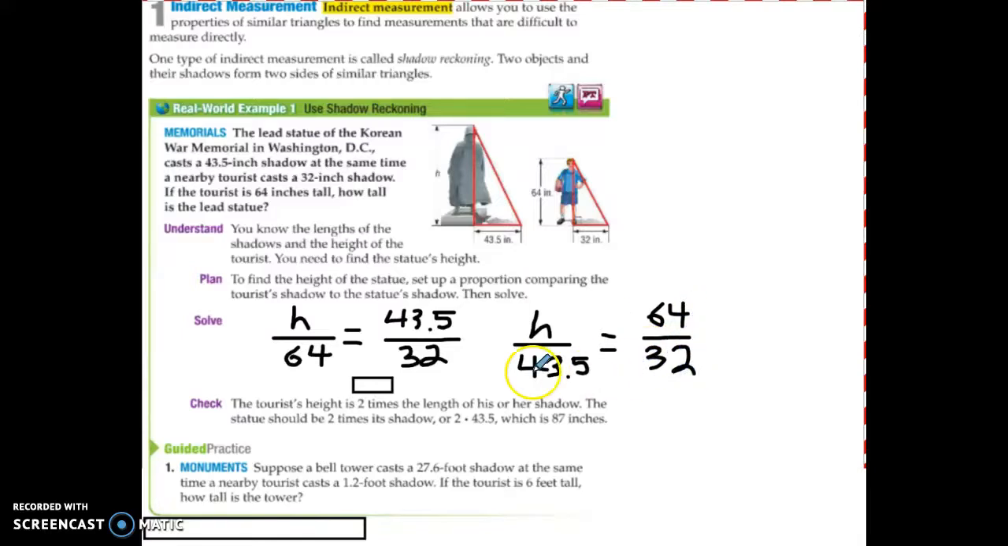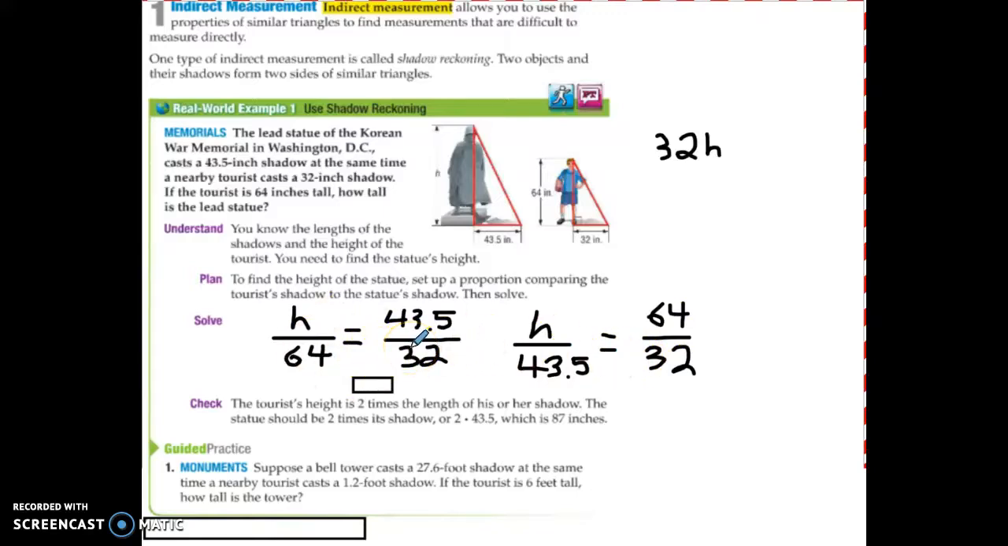Now if you notice, we solve both of these proportions by cross-multiplying. I'm doing h times 32 diagonally to get 32h. If you look at this one, I'd multiply 32 times h, and then going the other way, I'm doing 64 times 43.5, which gets you a large number. But some of you might see a little shortcut by doing this one. It doesn't always work this way, sometimes this way works better.